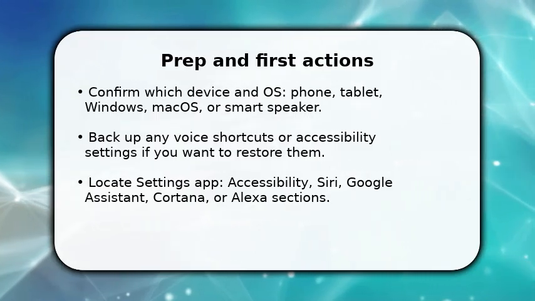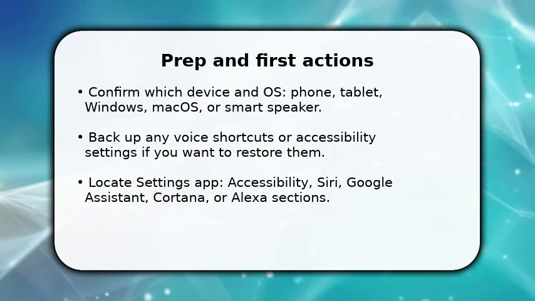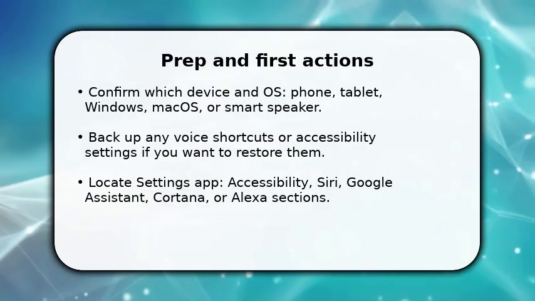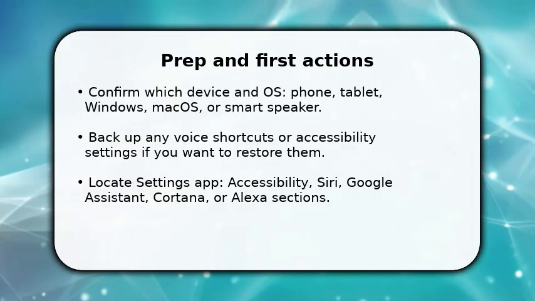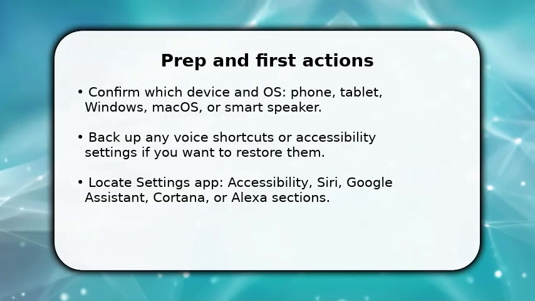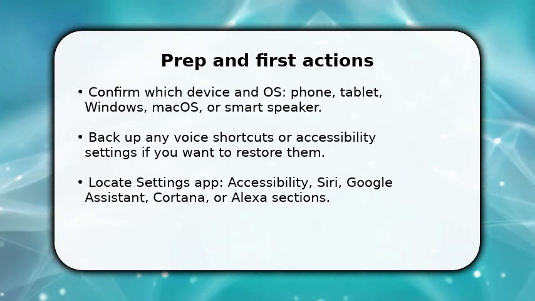Next, open Settings and go straight to Accessibility or the specific assistant panel, Siri, Google Assistant, Cortana, or Alexa, because you'll toggle core controls there. Do this now. Pausing at this step prevents accidental losses later.